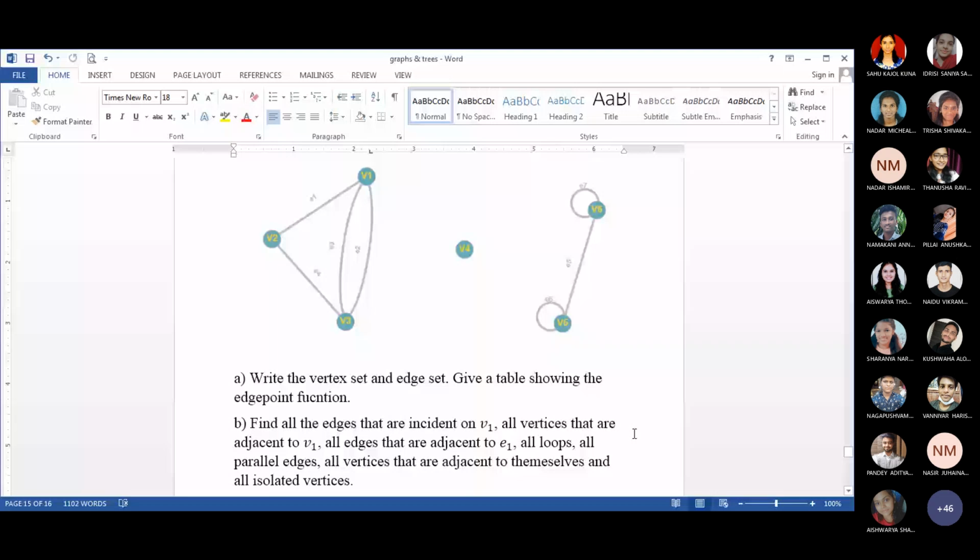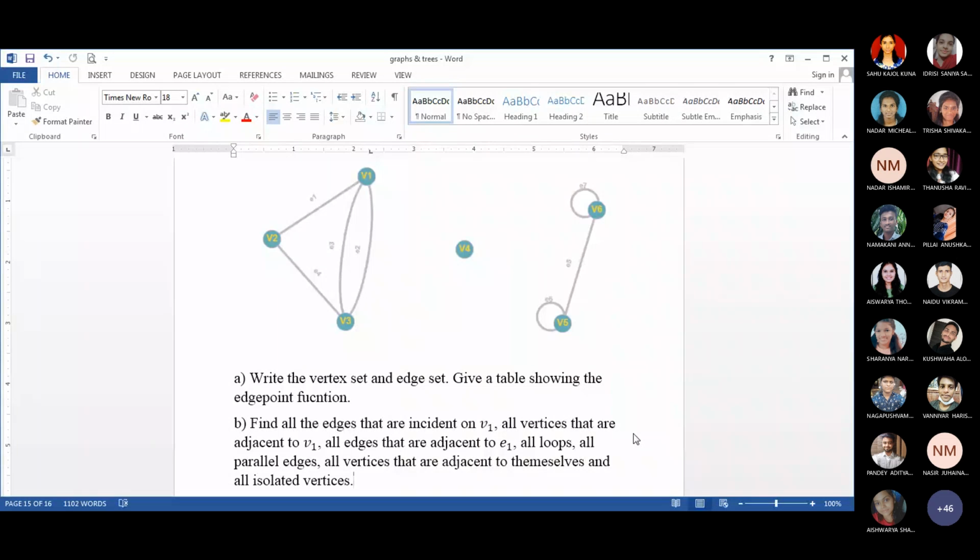Vertices that are adjacent to themselves. V5 and V6. Right. Very good. Adjacent to themselves means indirectly the question is, on which vertex is there a loop? Okay?